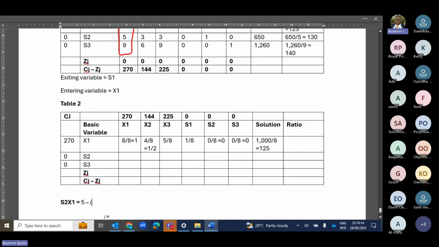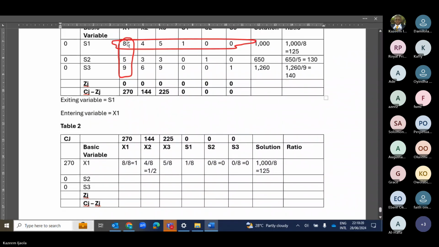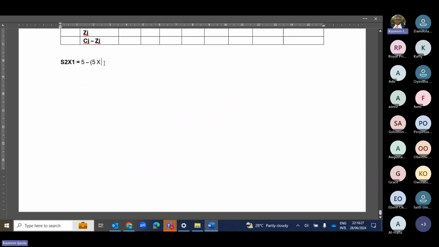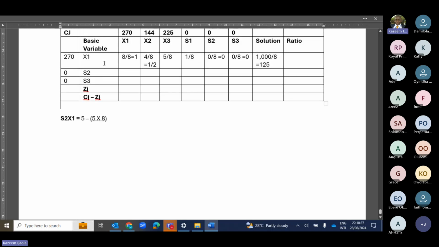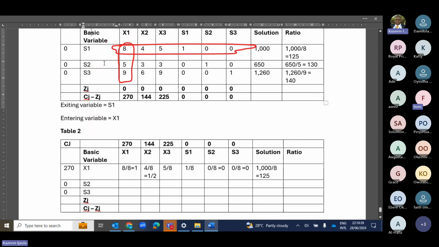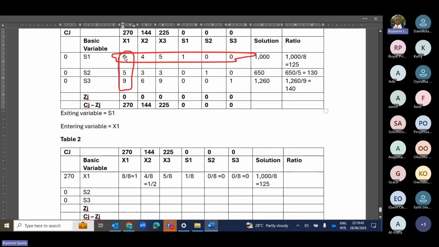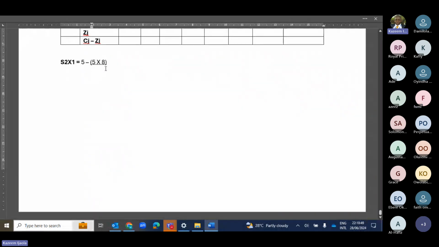So it will be 5 multiplied by what is the pivot or key element? That's 8. This 8 is the pivot or key element. So multiply it by 8. Then you divide it by what? It's not the pivot or key element. So it is the row above that 5, which is the corresponding 8. Your pivot or key element is 8. So what's the answer here? The answer is 0.